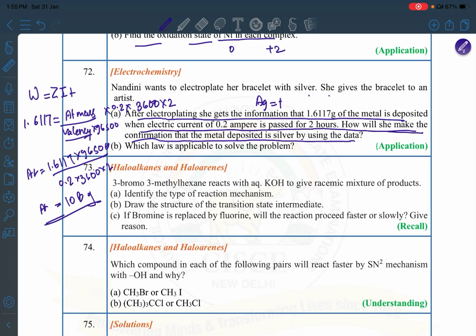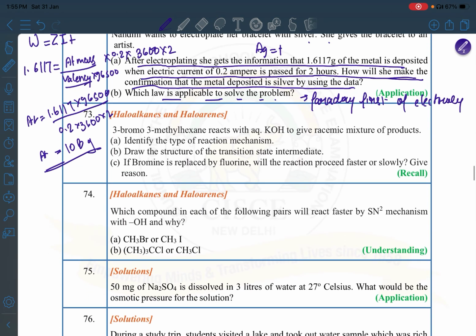Which law is applicable to solve this problem? It is Faraday's law, Faraday's first law of electrolysis. This is Faraday's first law of electrolysis.